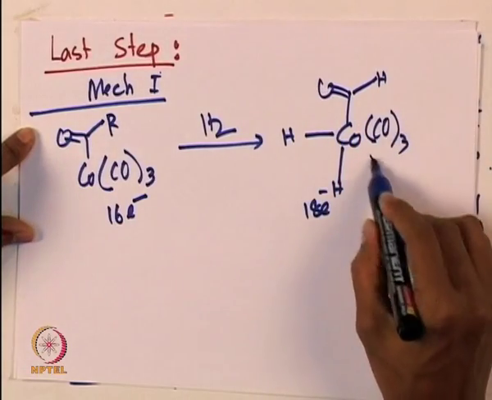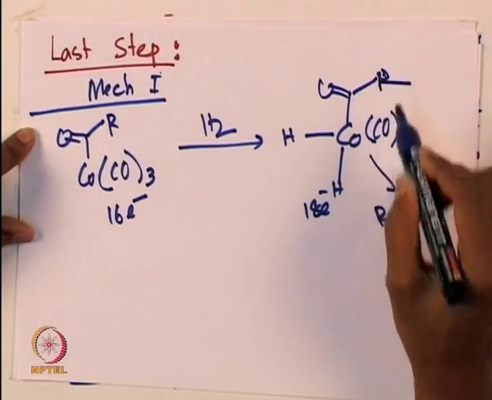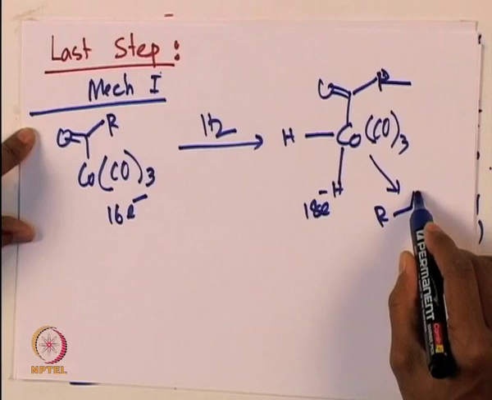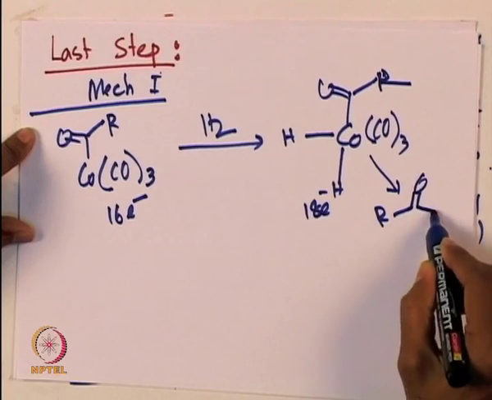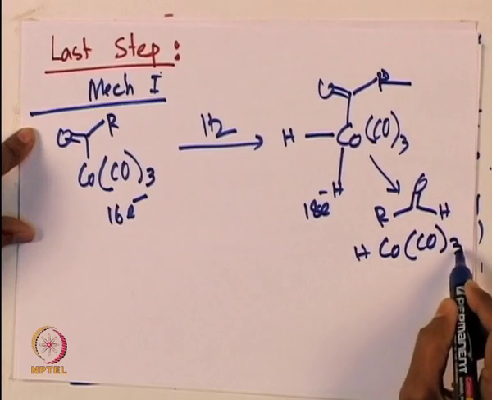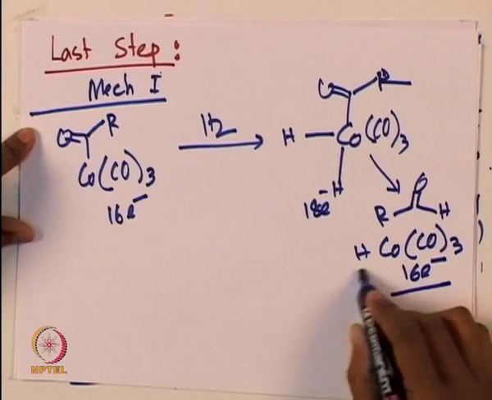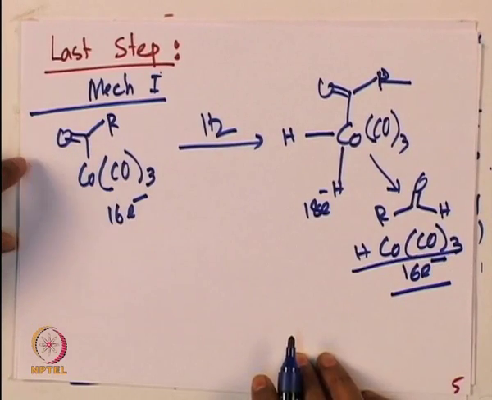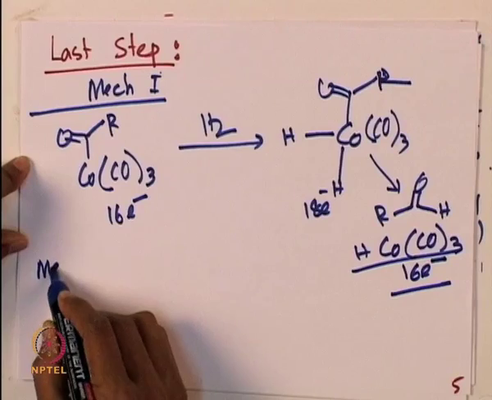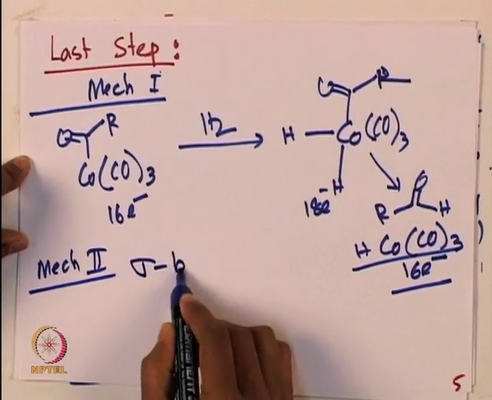From here, of course, you can get RCHO and HCOCO3, that is your catalytic component. The 16 electron species you may get. Now, finally, another mechanism is mechanism 2, that is the sigma bond metathesis.